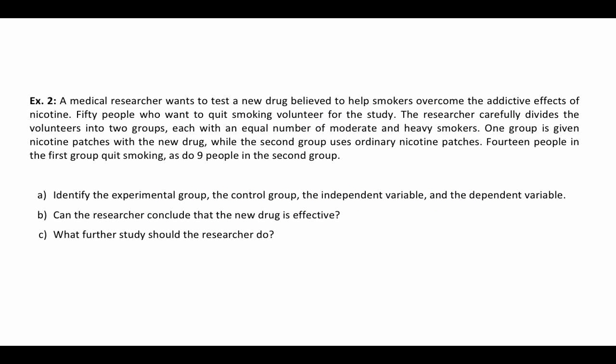Okay, so here's an example. A medical researcher wants to test a new drug believed to help smokers overcome the addictive effects of nicotine. 50 people who want to quit smoking, so they all have the same motivation, volunteer for the study. The researcher carefully divides the volunteers into two groups, each with, and here's where there would be a lot of decision making, an equal number of moderate and heavy smokers.